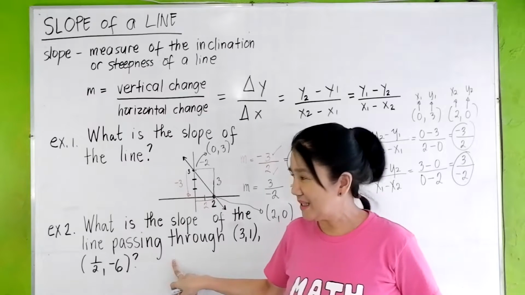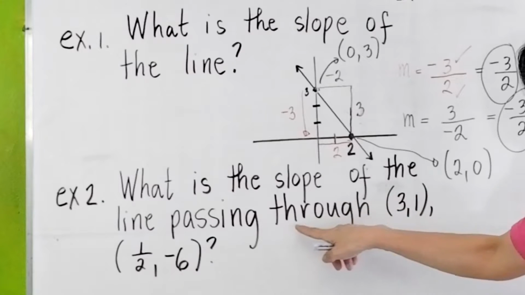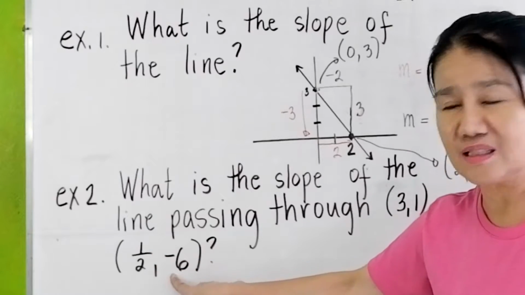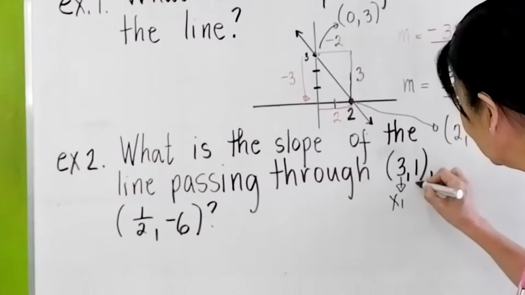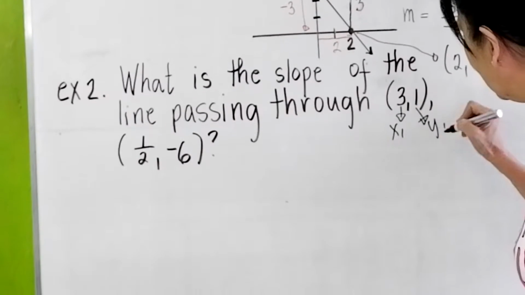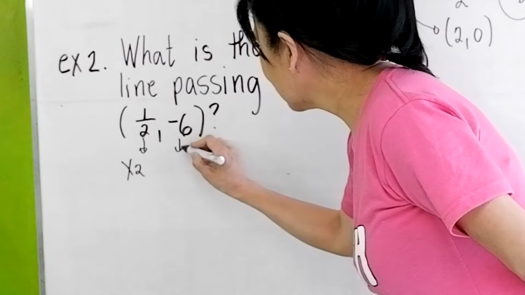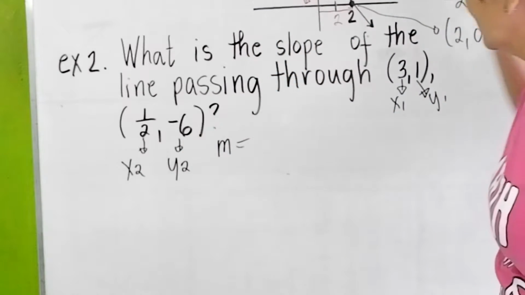Problem number 2, example 2. What is the slope of the line passing through (3, 1) and (1/2, -6)? So you let this be your x sub 1. This is now your y sub 1. This is x sub 2. And this is y sub 2. And then apply the formula.